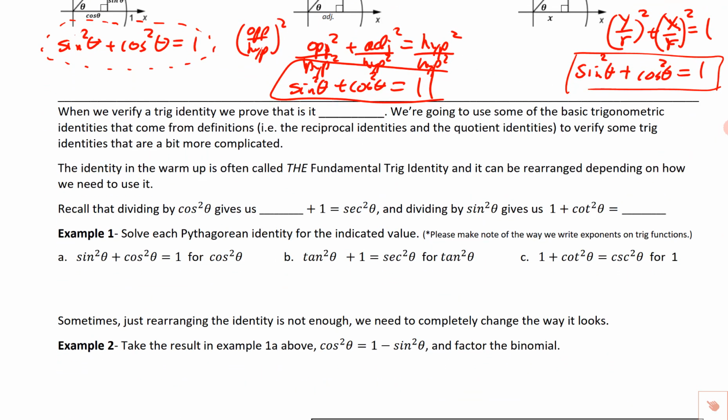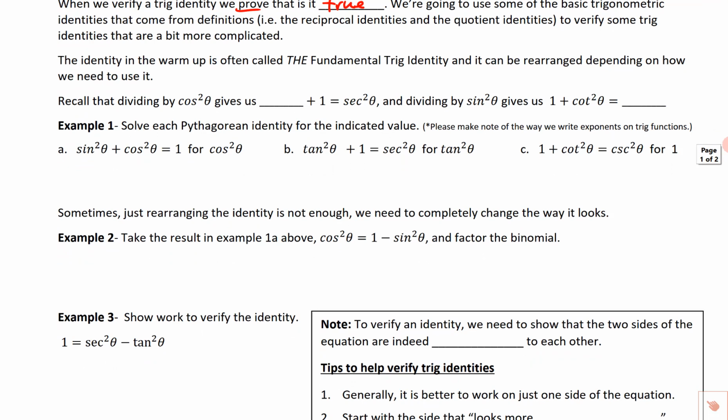Okay, so here's what we're going to do today. What we're going to do when we verify a trig identity is we are going to prove that it's true. So we're going to use some of the basic trig identities that we have on our little paper that you got to put in that nice sleeve and stuff like that. We're going to use the ones that come from definitions, and we're going to use the reciprocal and quotient identities to verify some trig identities or some equations that are a little bit more complicated.